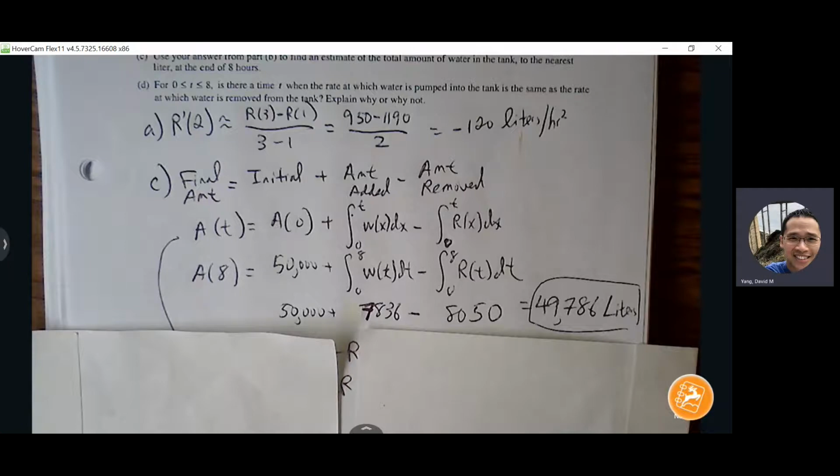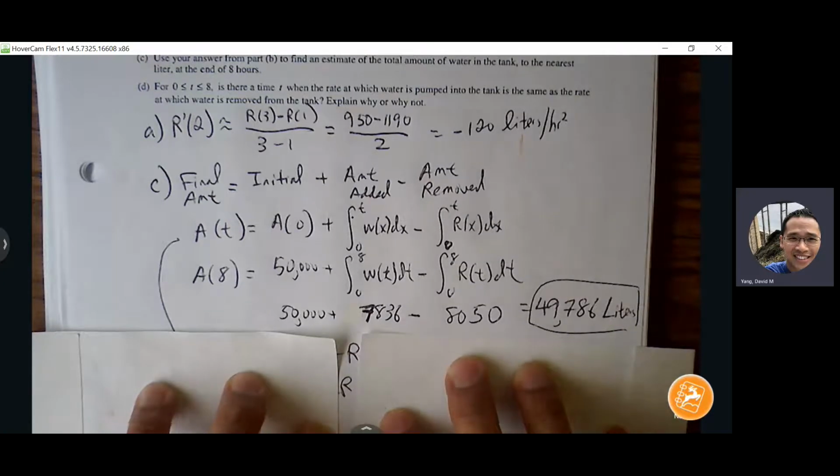All right, for part D, is there a time t when the rate at which water is pumped into the tank is the same as the rate at which the water is removed from the tank? So we basically want to know, when is W of t equal to R of t, right? When is the rate going to be the same? But the issue is that we don't have the ability to set the equations. I mean, normally this is what we would do, right?